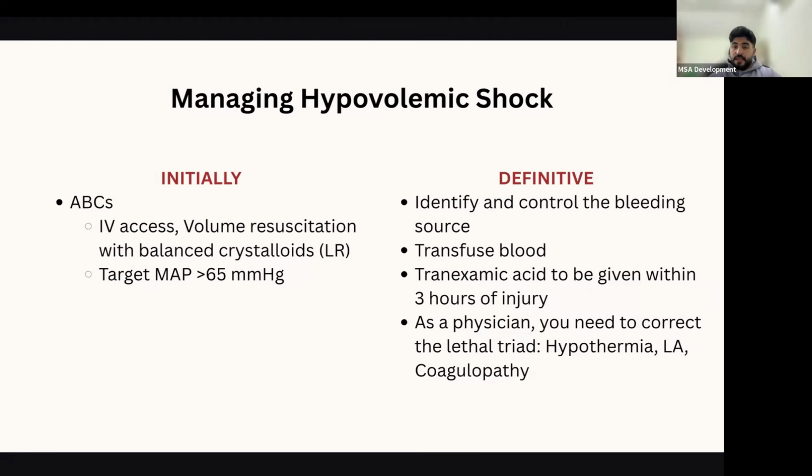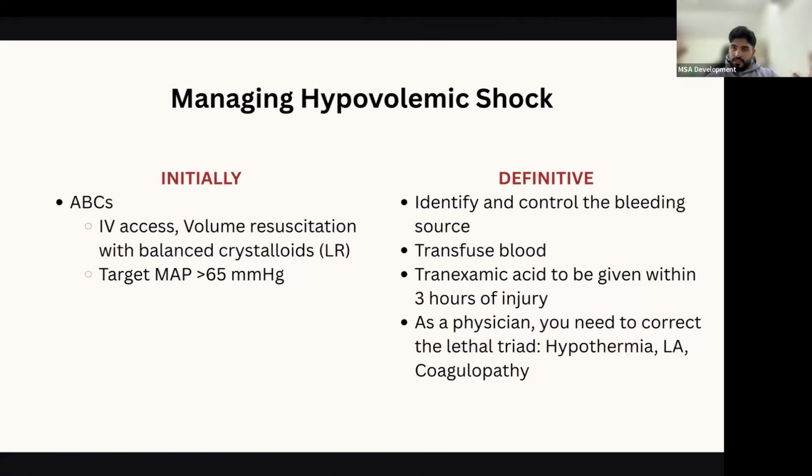You need to give blood. And we also happen to give something we call tranexamic acid, which basically is going to vasoconstrict. Why do we give it? Again, to vasoconstrict, and we give it within the first 3 hours of the injury. And then there's a triad that you need to correct as a physician. 3 things: hypothermia, lactic acidosis, and coagulopathy.